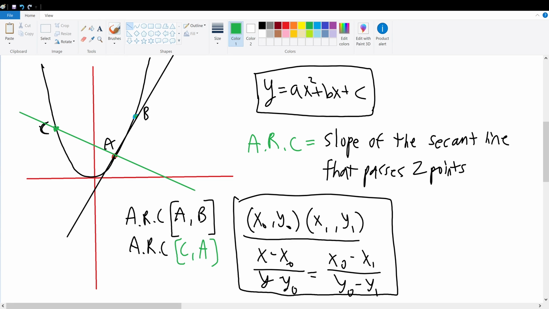In the next video, we'll be analyzing instantaneous rate of change, which will tell us the slope of the tangent line that goes through one point, the instantaneous rate of change for that given point on a curve.